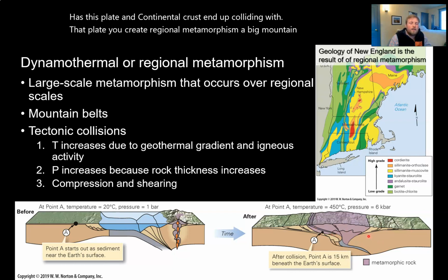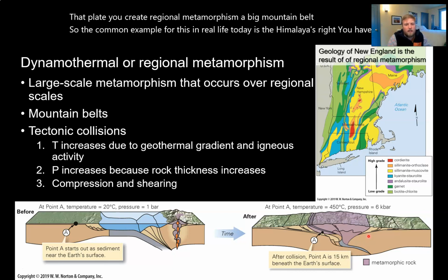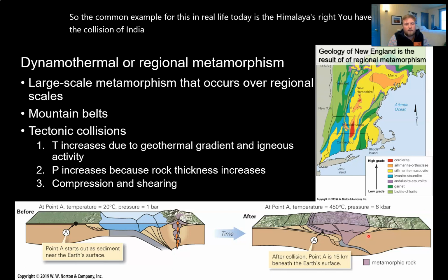So the common example for this in real life today is the Himalayas, right? You have the collision of India with the Eurasian plate, and that is creating a massive continent-continent collision zone and giant mountain belt.